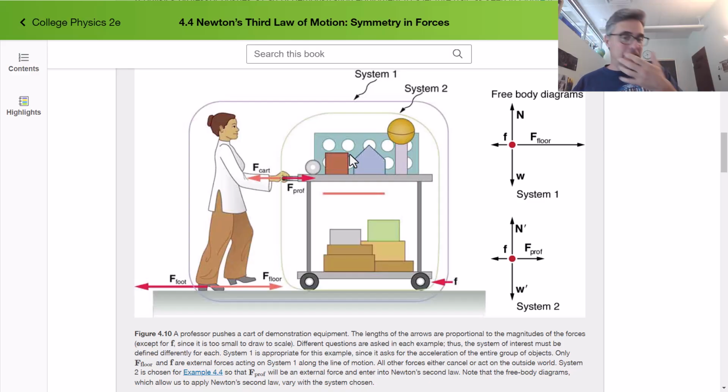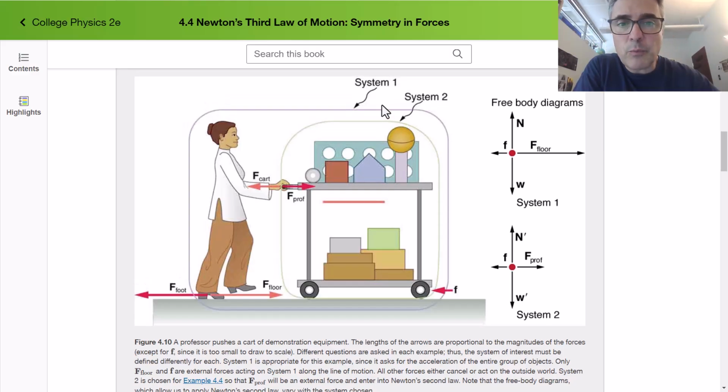So it doesn't seem right, because you wonder, well, how would the cart ever move? And so depending on which you define as the system, you only draw the external forces acting on the system. So if the system 2 is the cart, well, the professor pushes forward on the cart. There's some maybe friction pushing backwards.